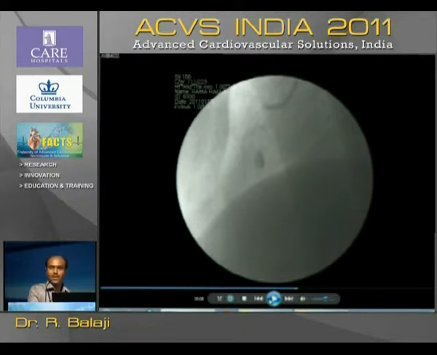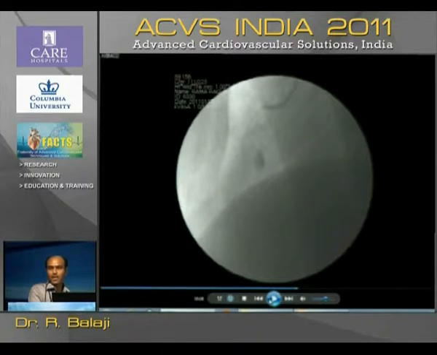The problem is I did not have a covered stent in my rack. At the same time, I didn't want to give protamine and probably close down the vessel and lose the vessel. So I basically called for help. The help said the stent would come in probably 10 to 15 minutes.